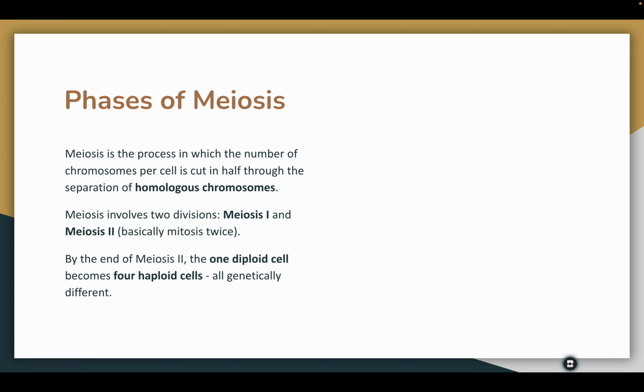No pun intended. So by the end of meiosis 2, the one diploid cell becomes 4 haploid cells, all genetically different. The key phrase here is that one diploid cell, or in our bodies, one cell that has 46 chromosomes, is going to reduce and become 4 haploid cells, or 4 cells with 23 chromosomes. So half the amount of information. And the key idea here is they're all genetically different. In other words, no sperm and no egg is genetically identical unless you are an identical twin.